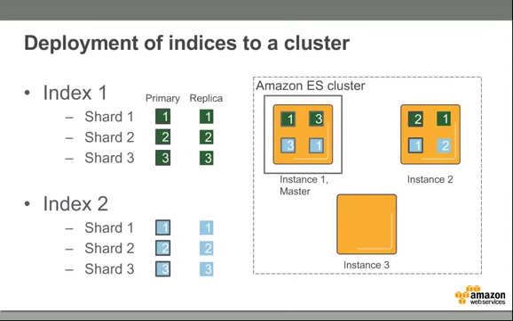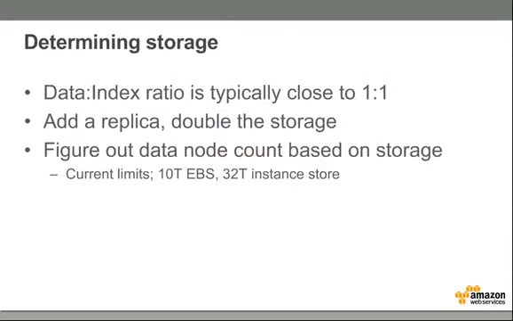What Elasticsearch does is make sure that primaries and replicas are deployed to a cluster on different nodes. So this provides you with the ability to do some redundancy and make sure that your data is spread across the nodes in your cluster. And Elasticsearch, again, takes care of that for you.